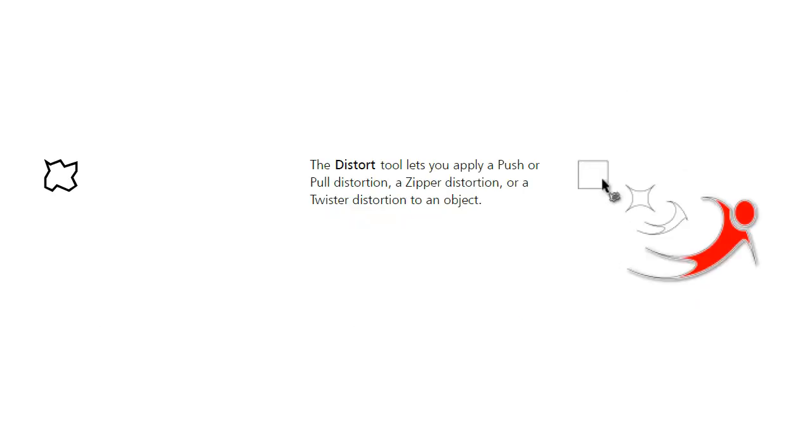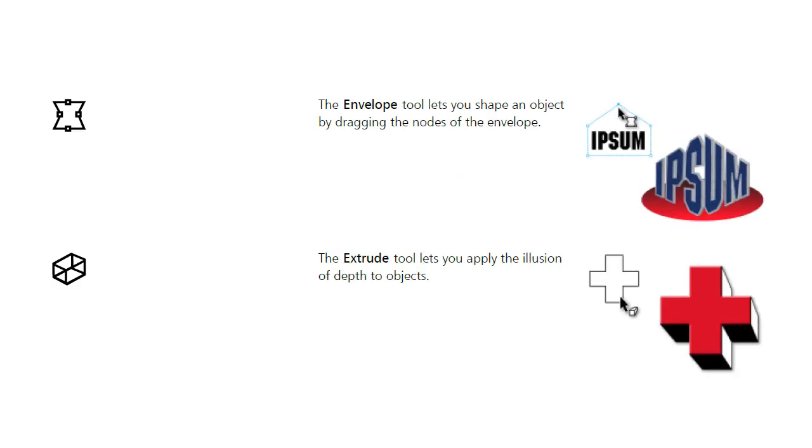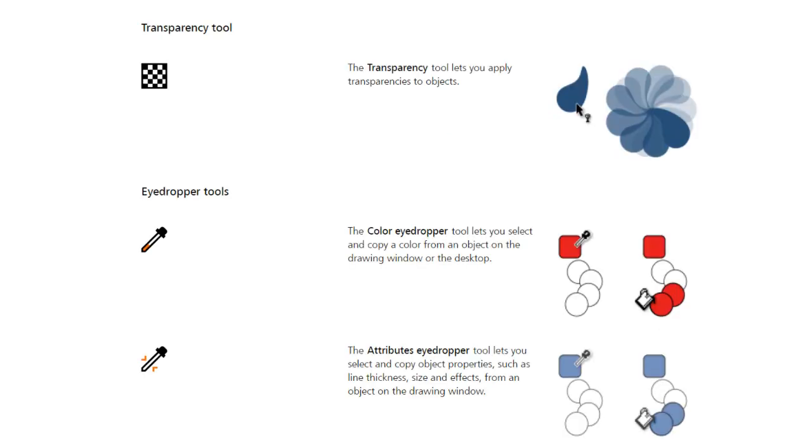The distort tool lets you apply a push or pull distortion, a zipper distortion, or a twister distortion to an object. The envelope tool lets you shape an object by dragging the nodes of the envelope. The extrude tool lets you apply the illusion of depth to objects. Transparency tool. The transparency tool lets you apply transparencies to objects.